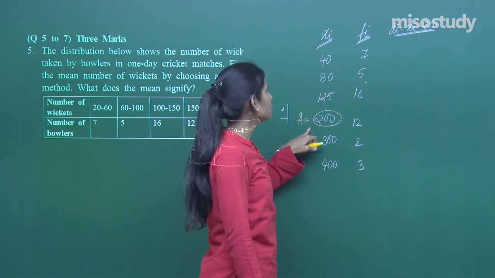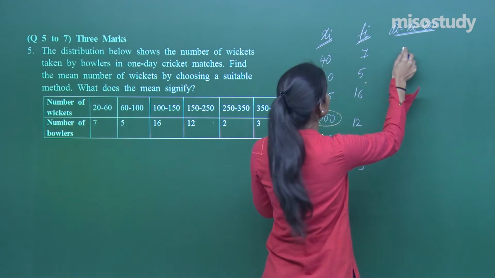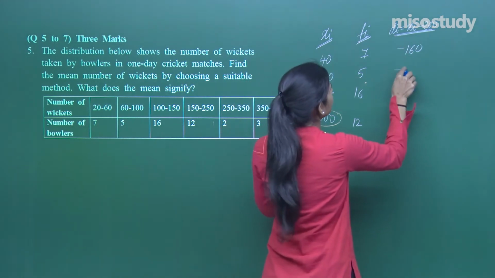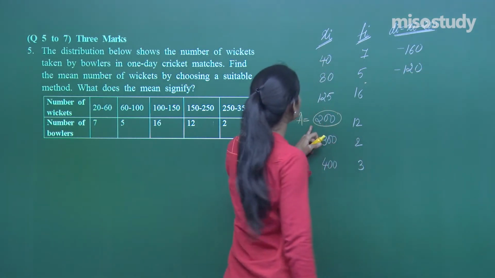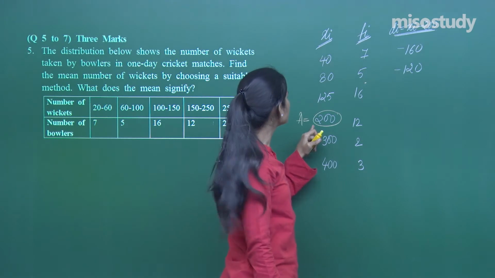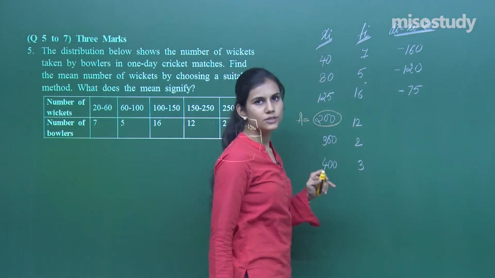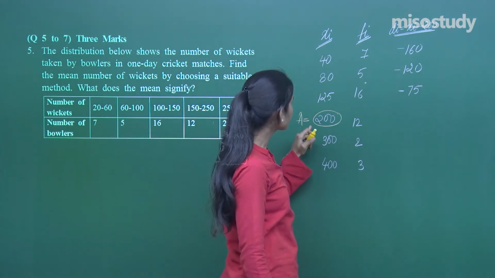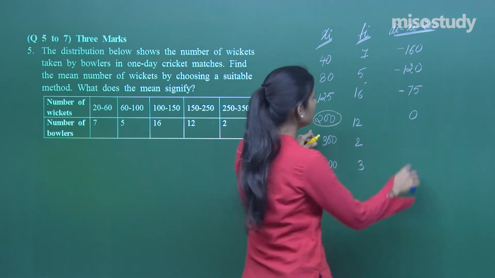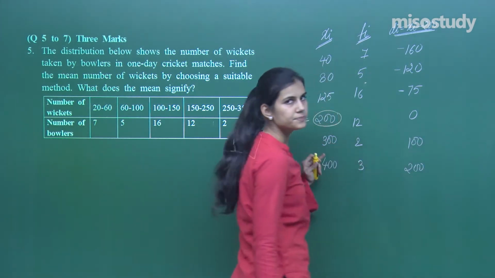40 minus 200, that is 200 minus 40, gives you 160 with a minus sign. 80 minus 200 gives you minus 120. Then 125 minus 200 gives you minus 75. Then you have 200 minus 200, which is 0. 300 minus 200 is 100 and 400 minus 200 is 200.